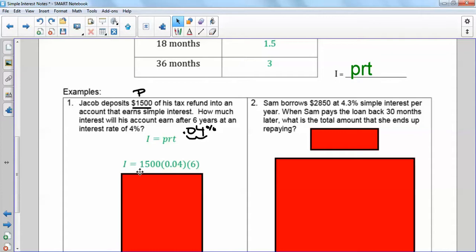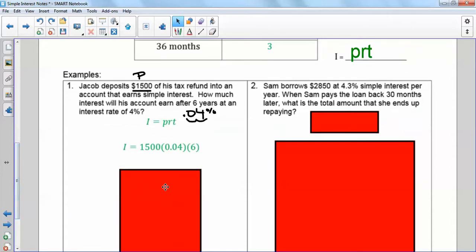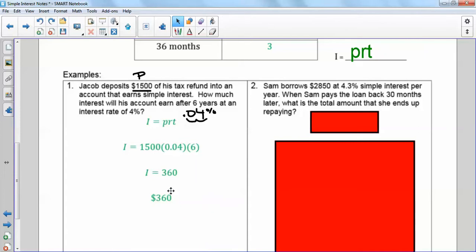I is equal to 1,500 times 0.04 times 6. Then all I have to do is multiply these. If you multiply these out, you would get the interest is 360. And so that's my final answer, $360. Okay, and we know this is our final answer because they're looking for interest. And that's what we solved here.